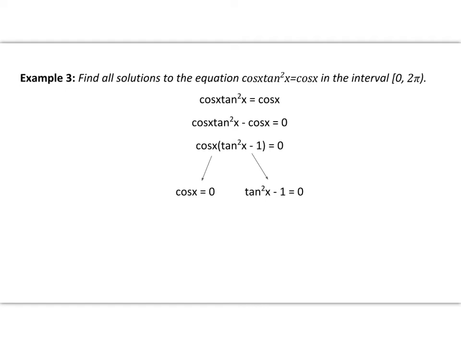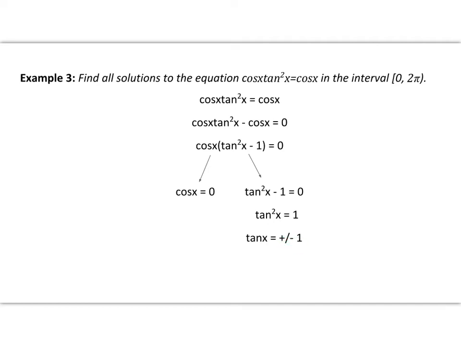After we've factored, we are looking at setting both terms equal to 0. Cosine of x equals 0 already has the trig function isolated. Tangent squared x minus 1 equal to 0 does not. So we can add 1 to both sides, take the square root of both sides, and remember, whenever you take the square root, you need to have the positive and the negative square root. So we have plus or minus 1.